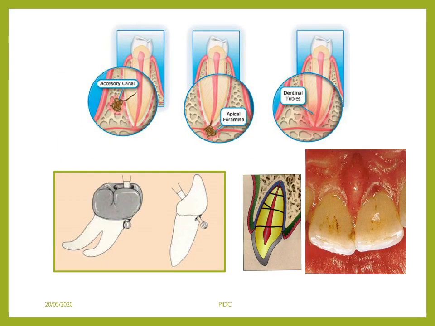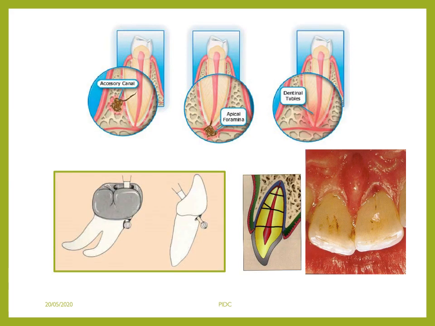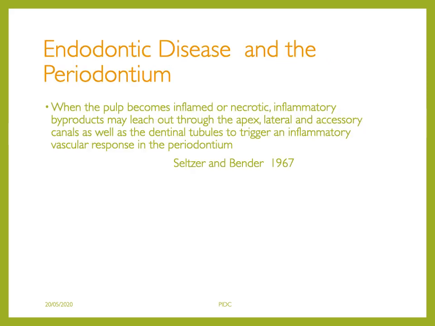So again, we are talking about the pathways of communication. The major one is the apical foramen, and the rest act as other pathways for the communication between the pulp and periodontium. Coming to endodontic disease and periodontium. When the pulp becomes inflamed or necrotic, inflammatory byproducts may leach out through the apical, lateral, and accessory canals, as well as the dentinal tubules, to trigger an inflammatory vascular response in the periodontium.